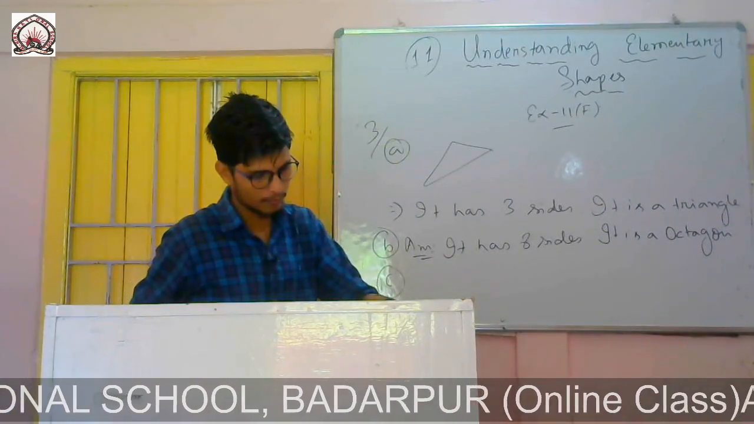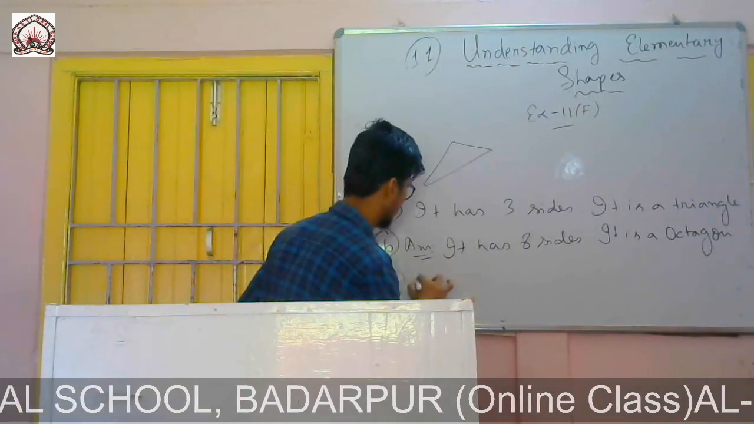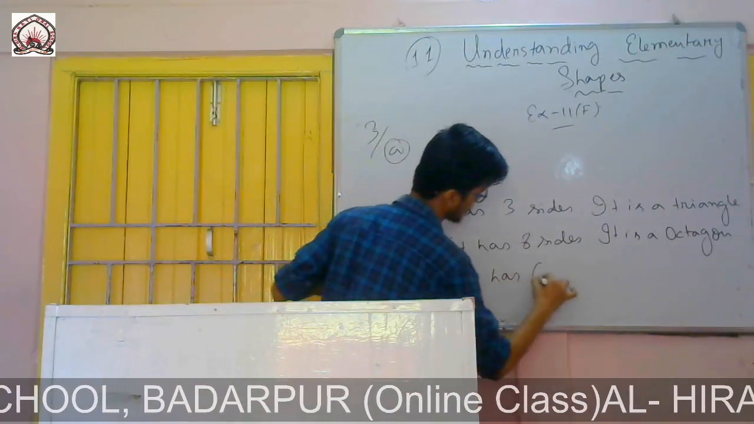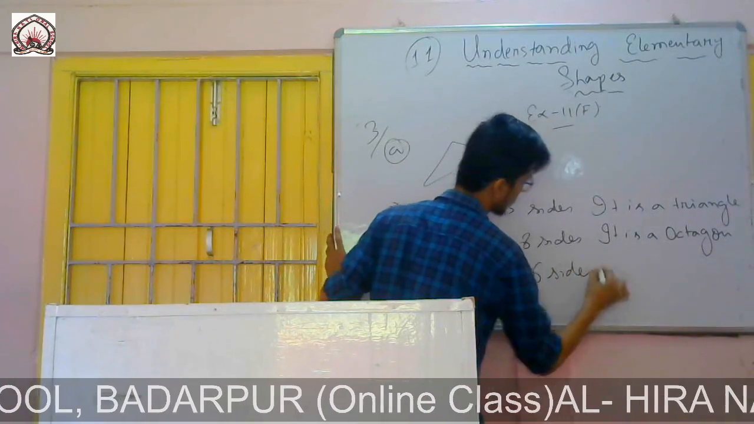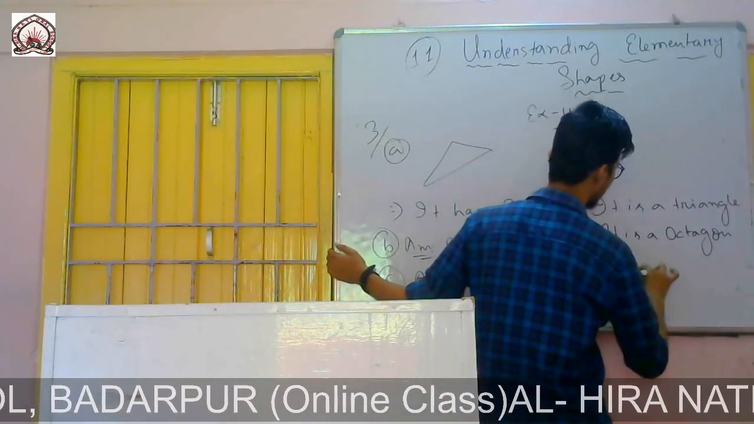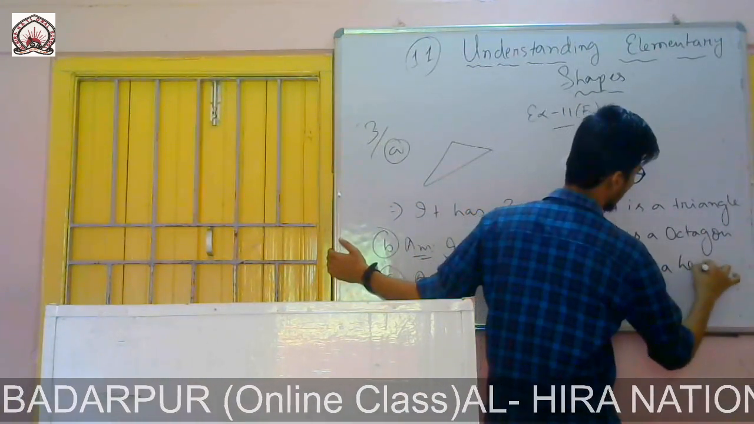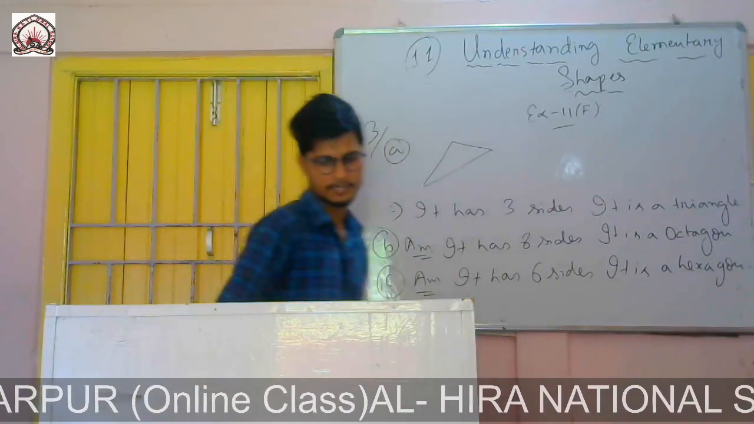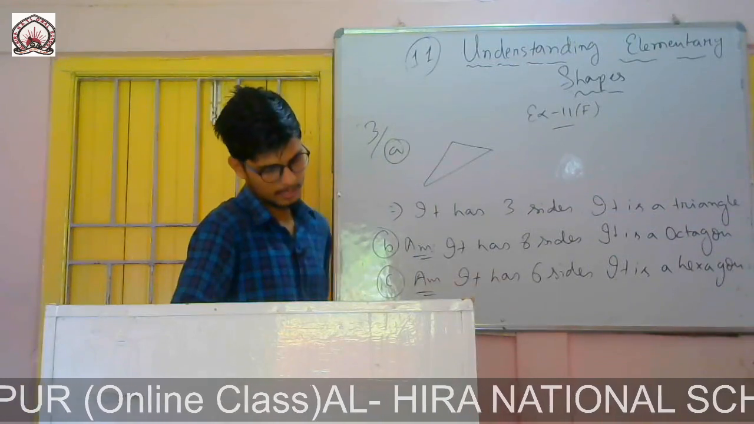1 2 3 4 5 6. It has 6 sides, full stop. It is a hexagon. It has 6 sides, so it is a hexagon.